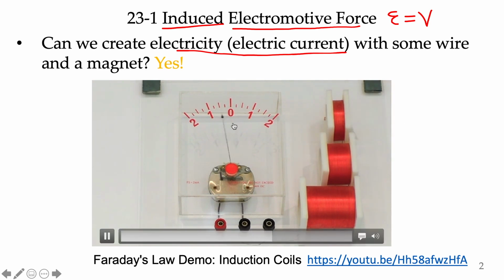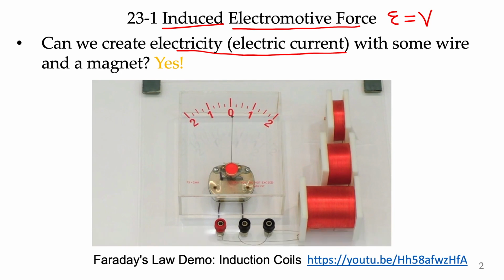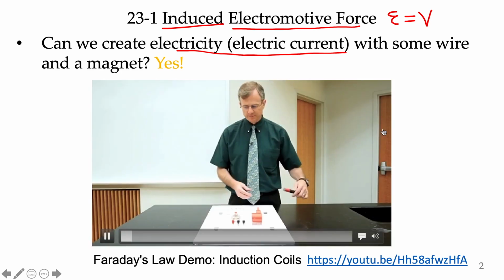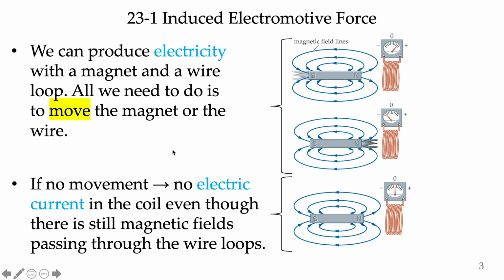Let's see what happens when the magnet goes out. Now look at the ammeter. As the magnet goes out, we read some negative current. So you can see from this demo that the current is produced when the magnet moves with respect to the coil. So we can produce electricity with a magnet and a wire. All you need is a magnet and a wire, and all we need to do is to move the magnet or the wire.